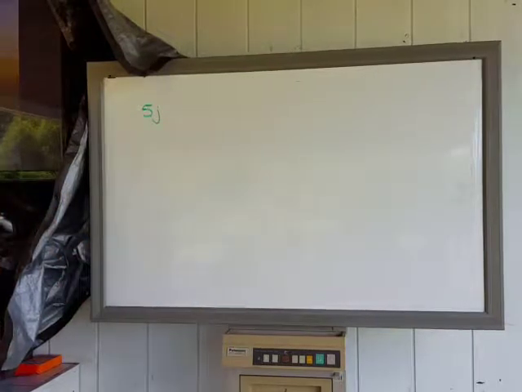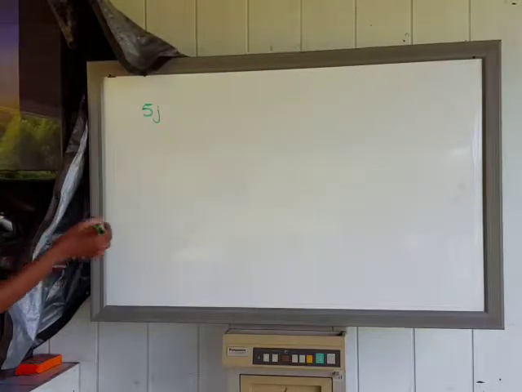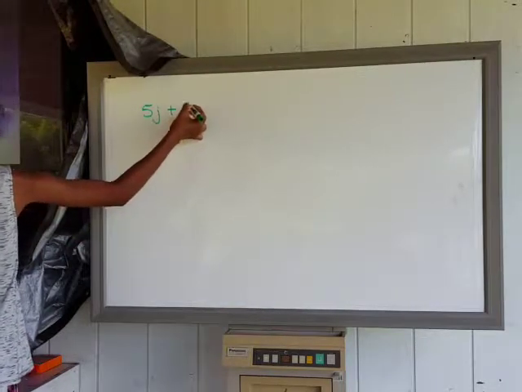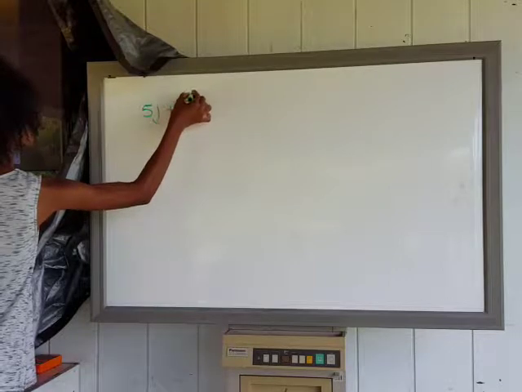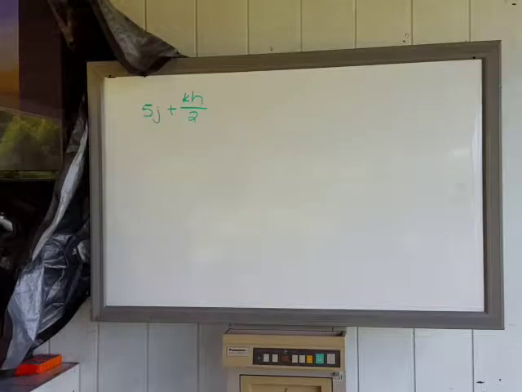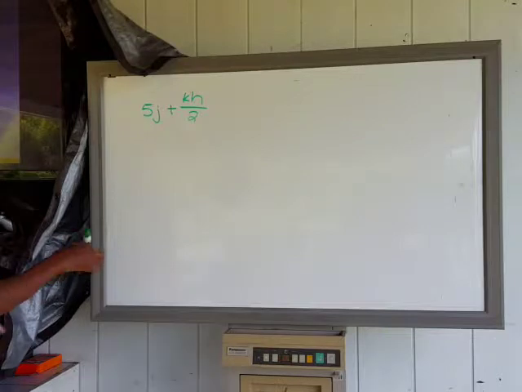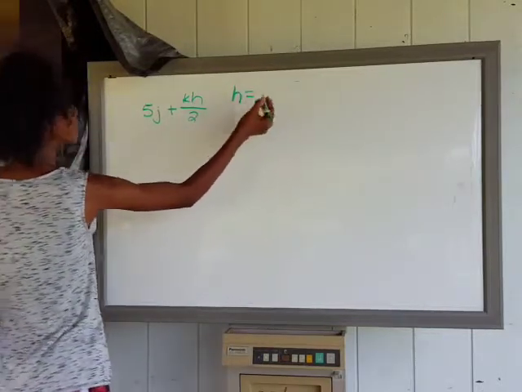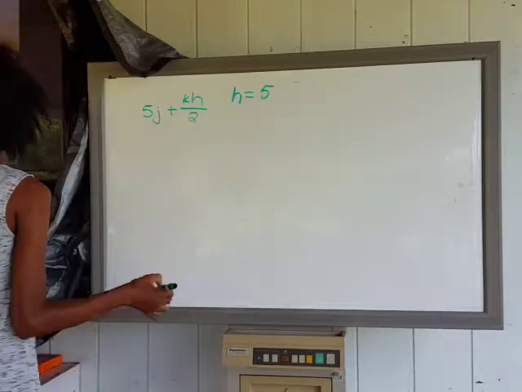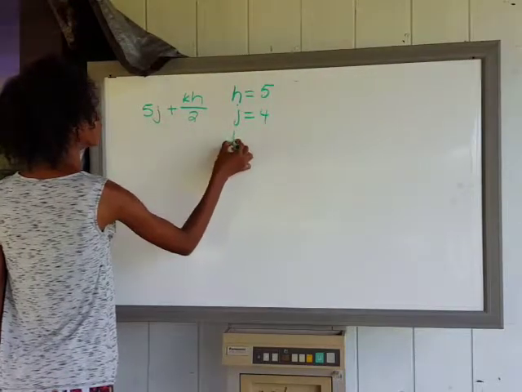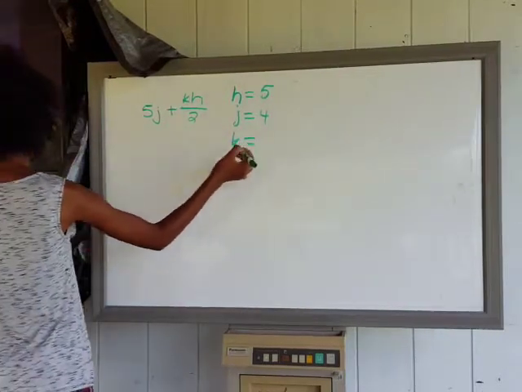Alright, we're gonna do 2 more. You can copy these and then we'll work them out together. Okay, so for the first one we have 5j plus kh over 2, and h is going to be 5, j is going to be 4, and k is going to be 2.